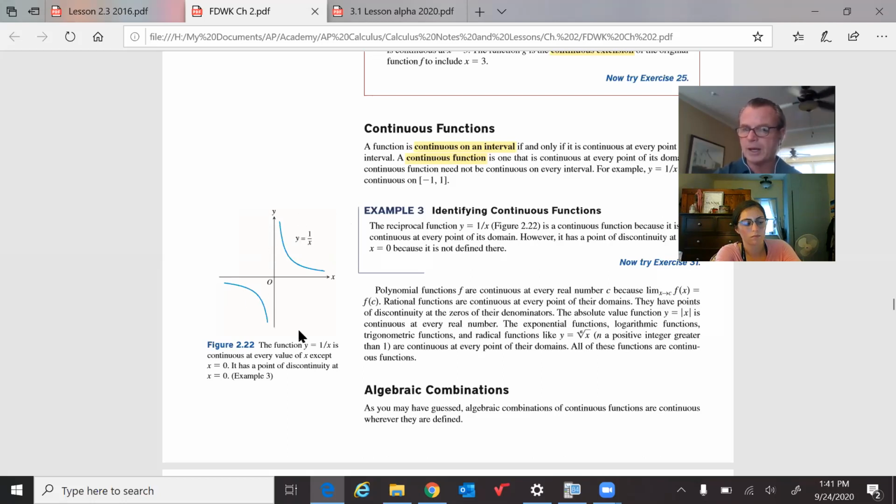So for example, 3, the limit as x approaches 0 from the left is negative infinity. It's going down to the floor. The limit as x approaches 0 from the right is positive infinity. And because those two don't match, we say the limit as x approaches 0 of 1 over x does not exist.